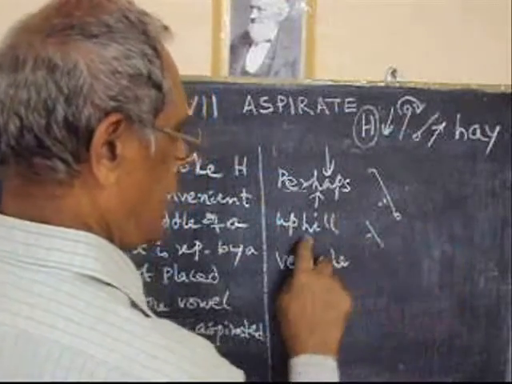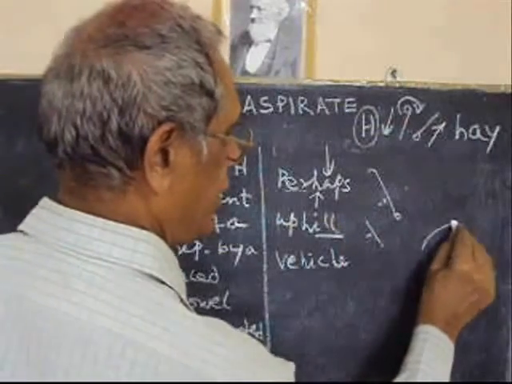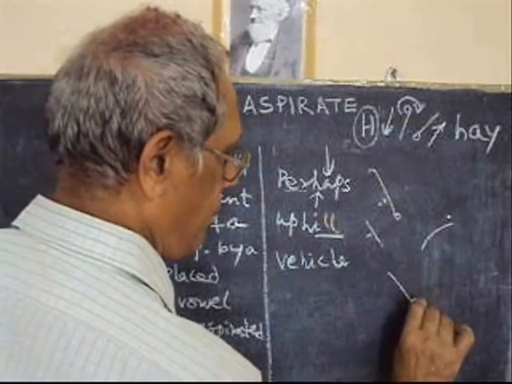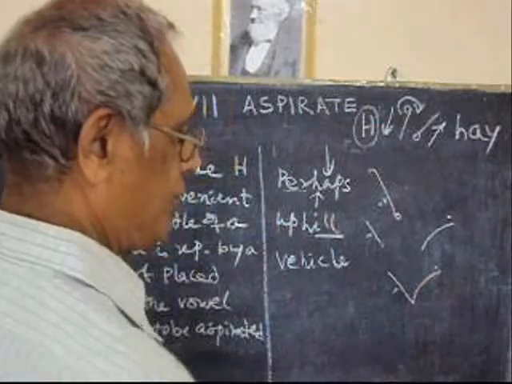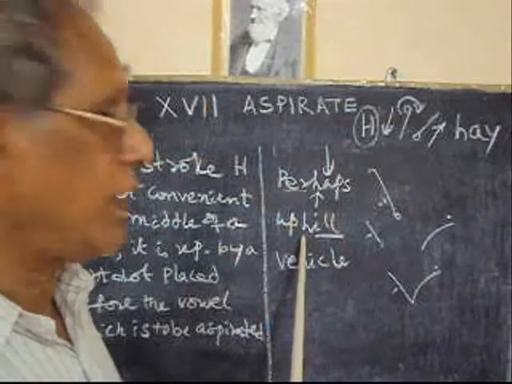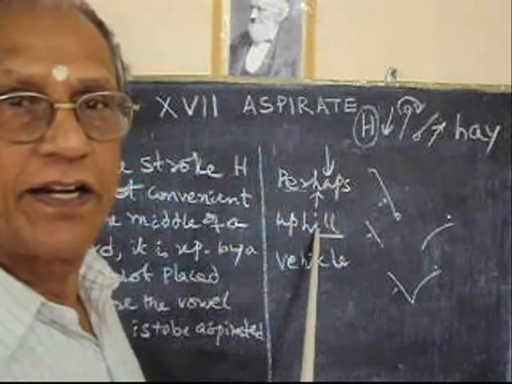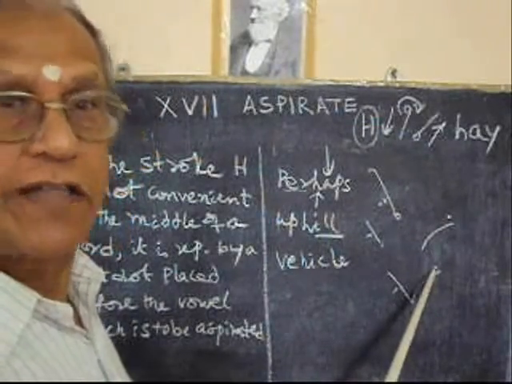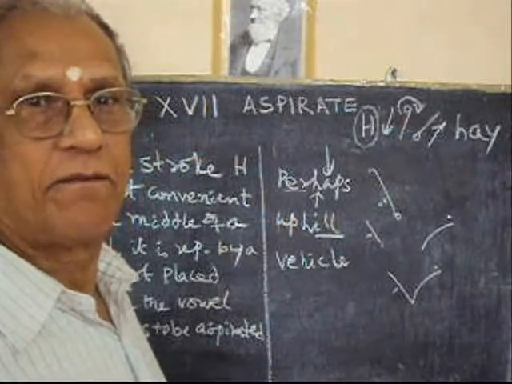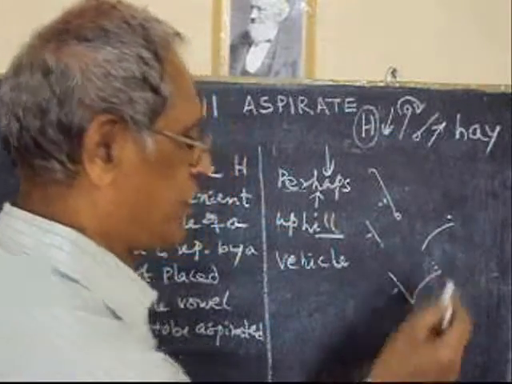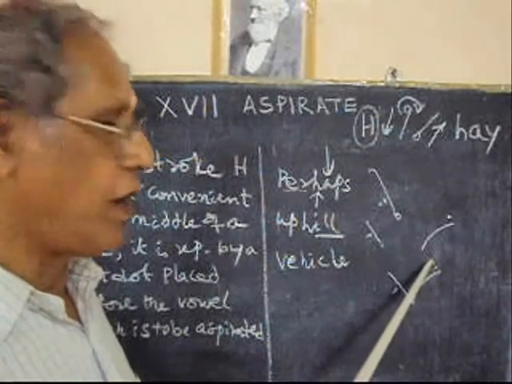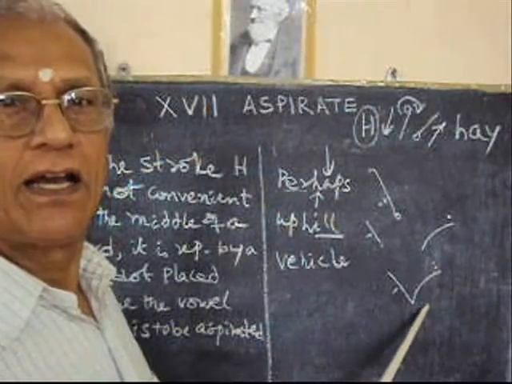Uphill. Up, ill. Up, ill. Now, this hay has fallen on which vowel? E, isn't it? So, this is the vowel that has to be aspirated. Hill, ill, hill. That E is to be aspirated. Therefore, put before that a dot. Up, read that hay, this dot, then E, ill, hill, uphill.